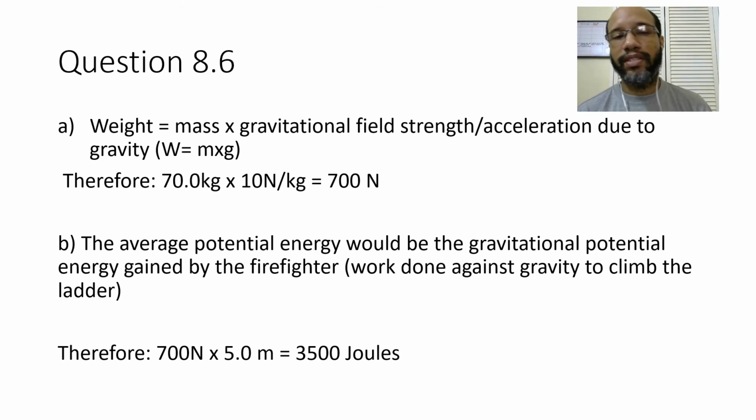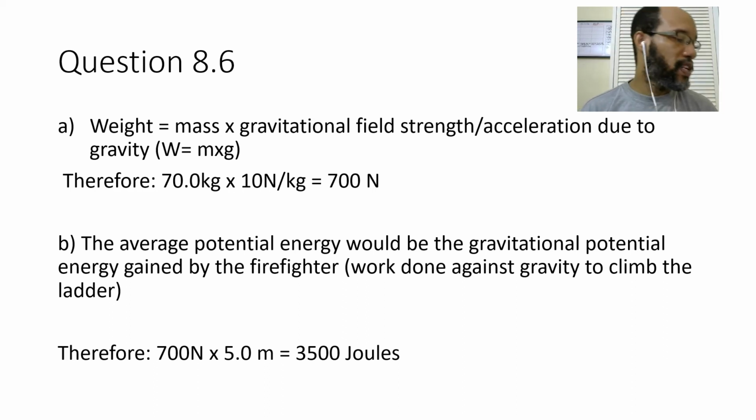So let's go to 8.6, the final question in the series. You were told that a fireman has a mass of 70.0 kilograms and that he climbs a long vertical ladder, and then he moves up 5.0 meters in 12.0 seconds. Find his weight. So the first part is to find his weight. Very easy, guys. Remember, weight is equal to mass times g, and weight is the force. So that's 70.0 kilograms times 10 newtons per kilogram, which will give you 700 newtons. Straightforward. So that's the first part done.